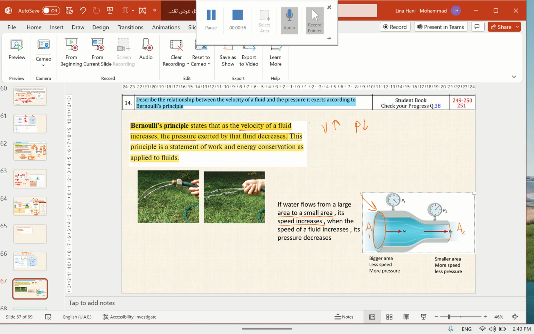This is similar to when you press on the tip of the hose, and you can see that the water starts to travel faster. So when you decrease the area, the speed of the water increases.